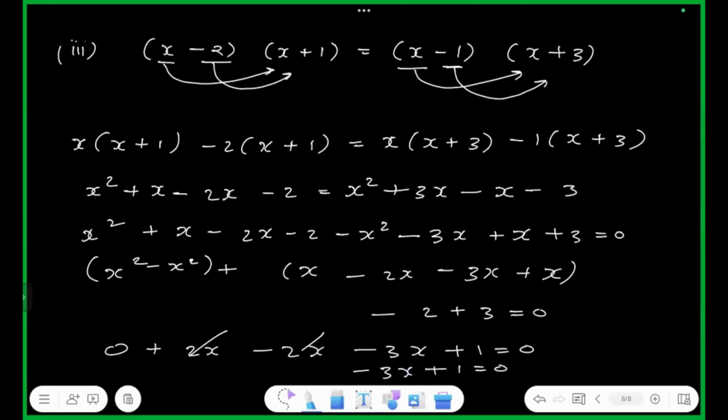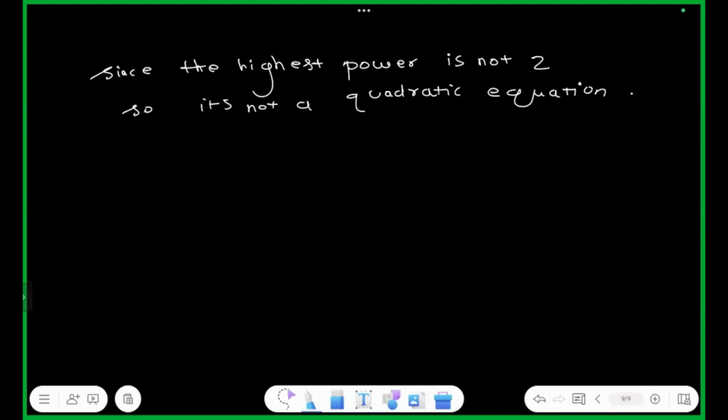Since the highest power in minus 3x plus 1 is 1, okay, so it is not a quadratic equation. First write down this much. Now see, since the highest power is not 2, so it's not a quadratic equation. Since the highest power is not 2, okay, here the highest power was 1. So it's basically a linear equation, not quadratic. Hence, it is not a quadratic equation.